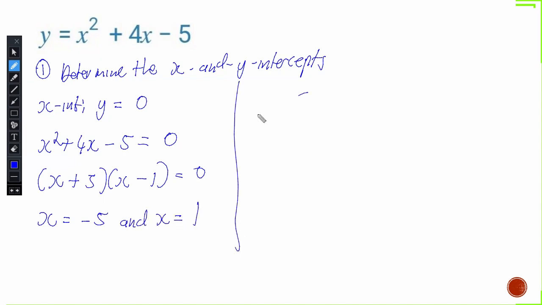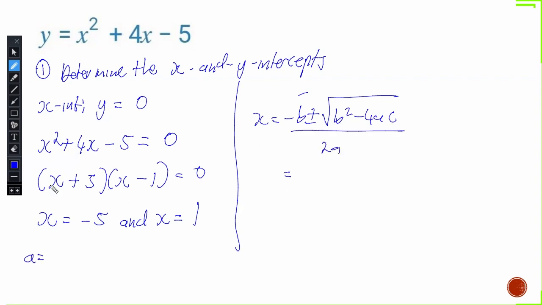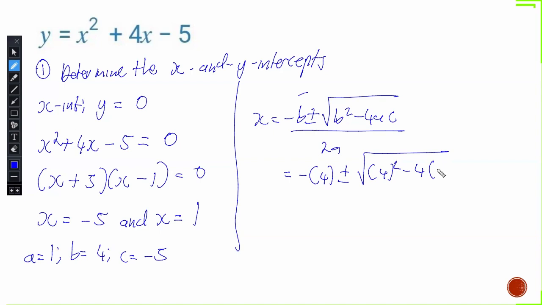Now, for someone who used the quadratic formula, this is -b plus minus the square root of b squared minus 4ac, over 2a. All you have to note here is that your a value is the coefficient of x squared, which is 1. Your b value is the coefficient of x, which is 4. And then your c value is the constant, which is -5. Then you simply substitute in here. On your calculator, you start by saying plus, and then you come back and say minus. So when you put this into your quadratic formula, you should find the same exact answers.